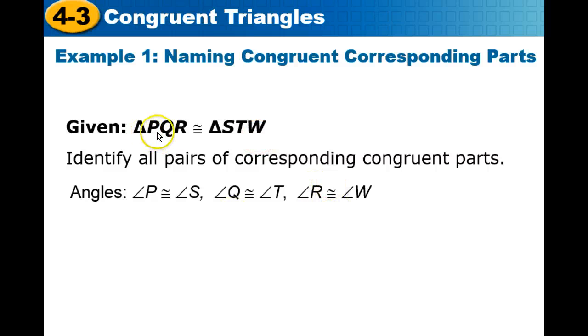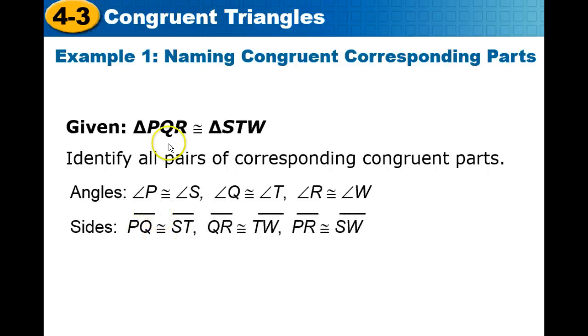You can start to name the corresponding sides. Remember, sides require 2 letters. Notice that PQ is first, so ST must be its corresponding side. QR is second, that means TW must be its corresponding side. PR must be corresponding with SW. Those are in the first and third place when we named it, and this is in the first and third place.